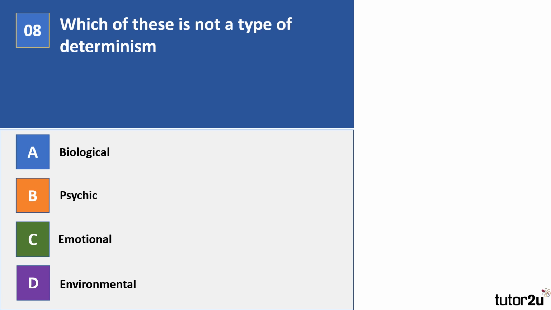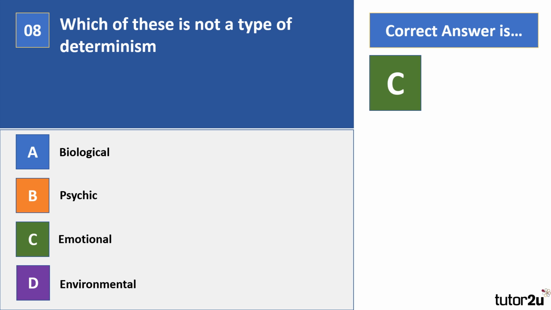8. Which of these is not a type of determinism? Biological, psychic, emotional or environmental? So just take a moment and pause your video. Okay, the correct answer that I'm looking for is C. So emotional determinism is just something that I've made up.